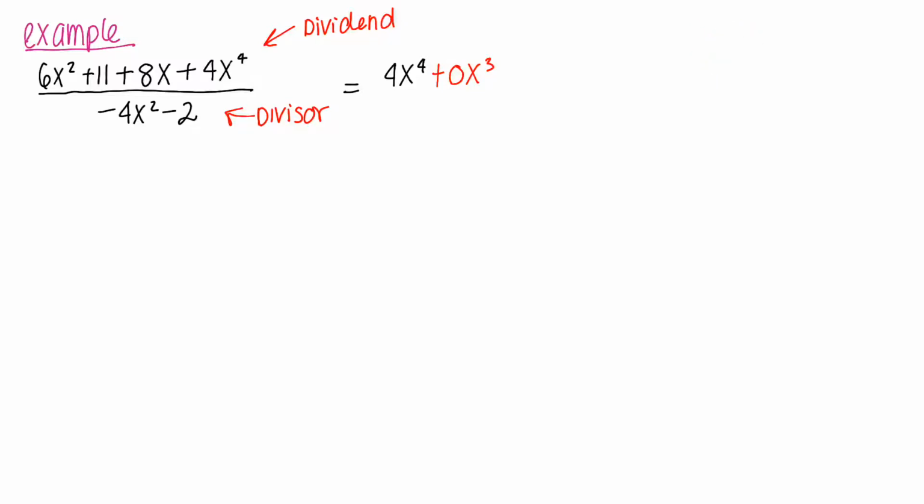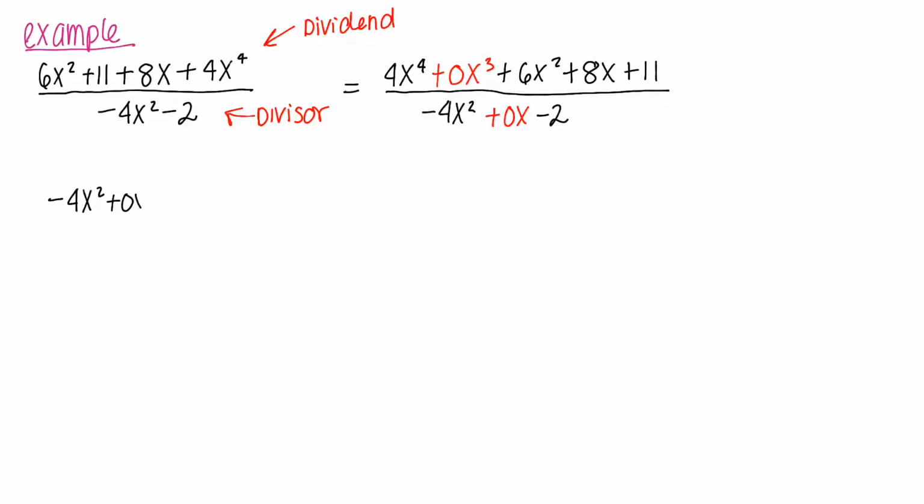And then we have 6x squared. There is no, oh, there is an x term. It is plus 8x and then plus 11. So we're only missing the cubed term there. We're going to do the same thing on the bottom. So negative 4x squared, there's no x term, so I will put a placeholder in, and then minus 2. So my setup, negative 4x squared plus 0x minus 2 being divided into 4x to the 4th plus 0x cubed plus 6x squared plus 8x plus 11.